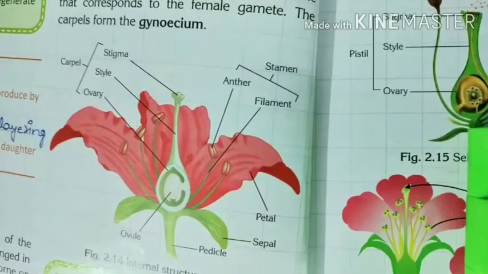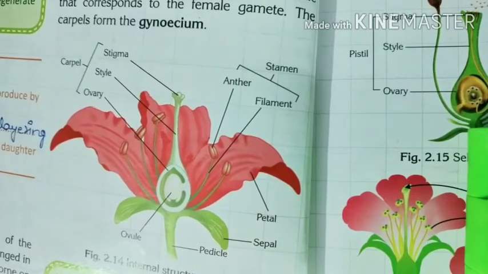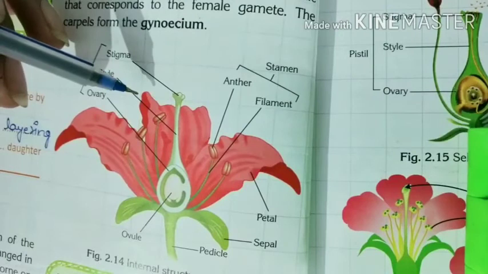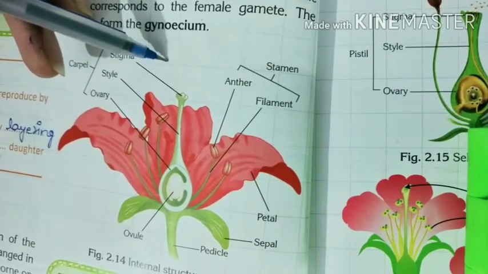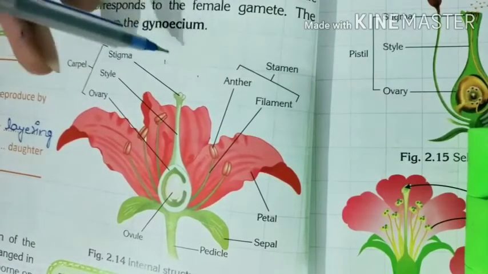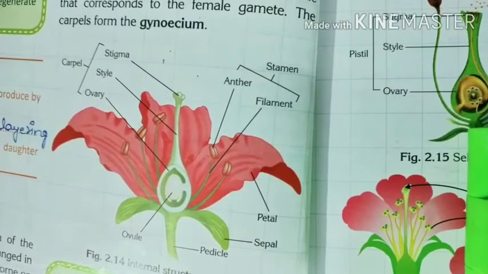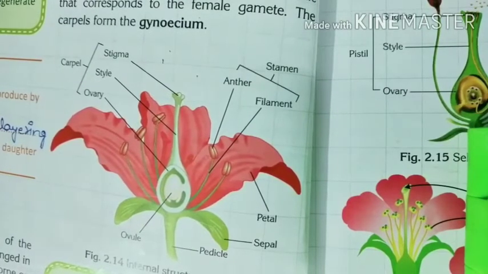Good morning, students. In the previous class, we studied vegetative reproduction in plants, meaning the reproduction which occurs by the vegetative parts of the plant. Now we are going to study sexual reproduction in plants. Sexual reproduction means that male and female are involved in the reproduction.